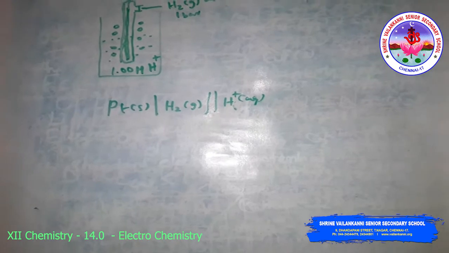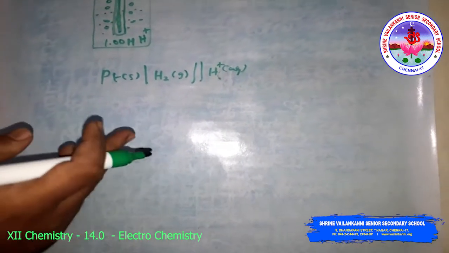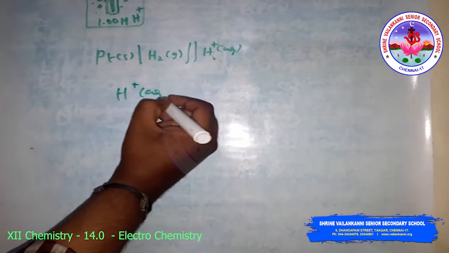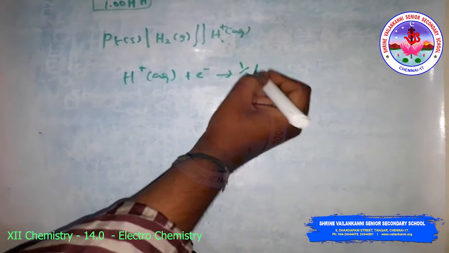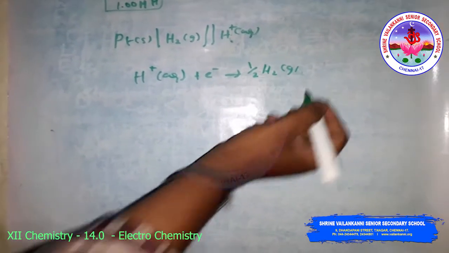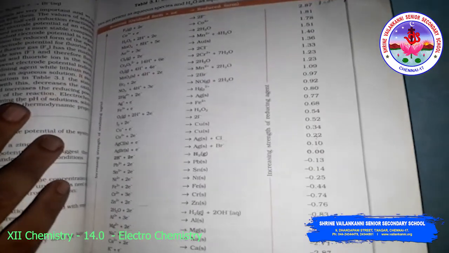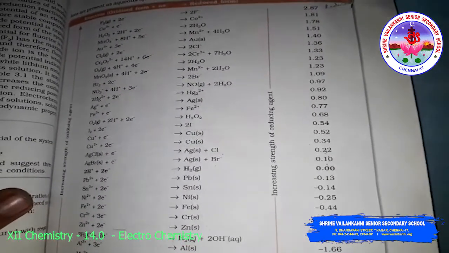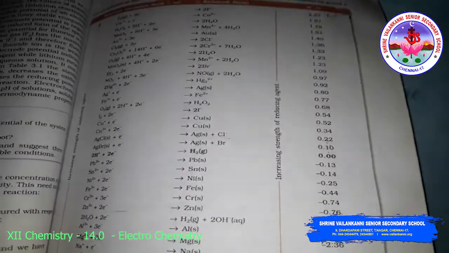This is assigned a zero potential at all temperatures. The corresponding reaction is H+(aq) plus 1 electron converts to half H2 gas. These values you have already seen in class 11. This is the standard electrode potential at 298 Kelvin. The reactions, with oxidizing and reducing strengths, are given; you can look at this in the book.